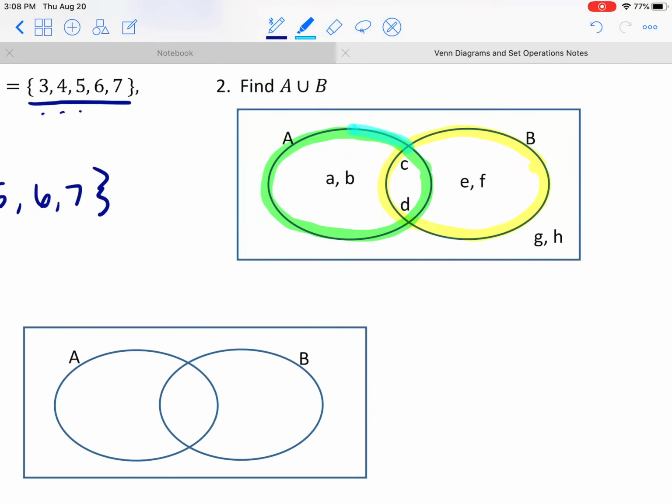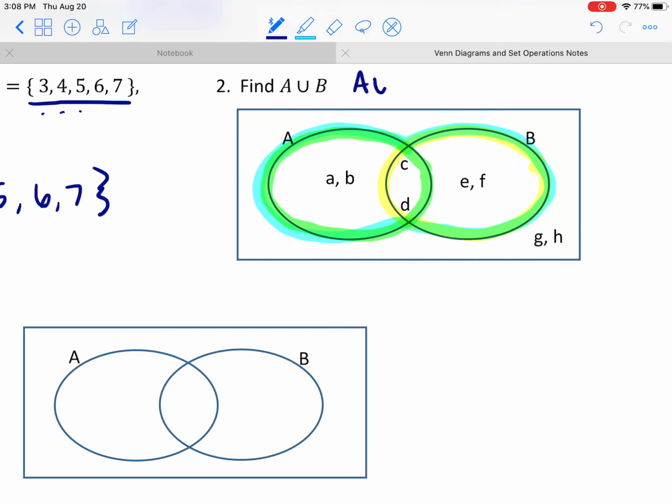Well, I would get everything from this whole clump of circles, right? The only elements that are not in the union are these guys, the G and the H. Those are the only two that aren't in A or in B. So when I unite A with B, the only thing I'm going to exclude would be G and H. Okay, G and H are the only guys that aren't included there.